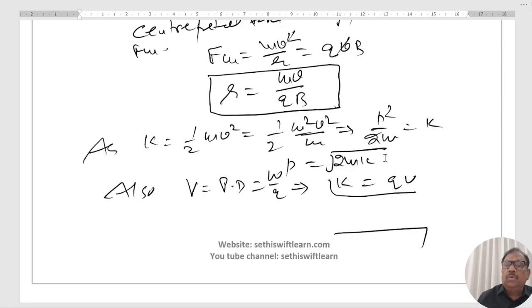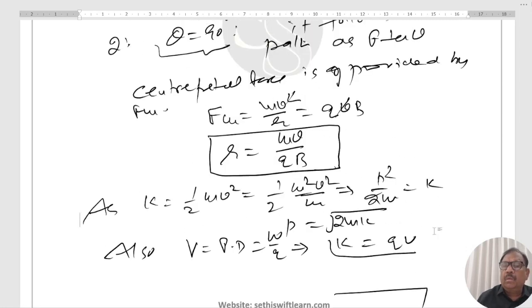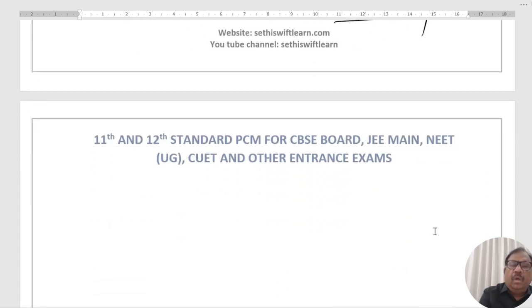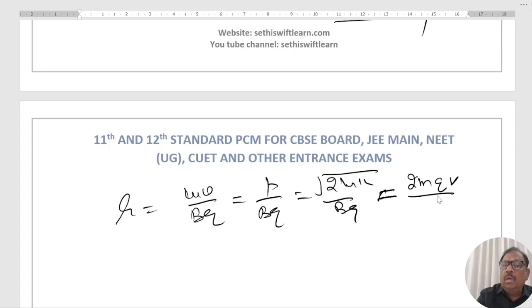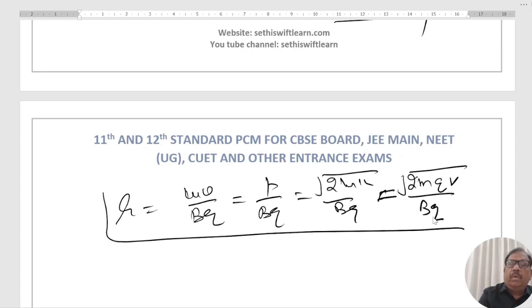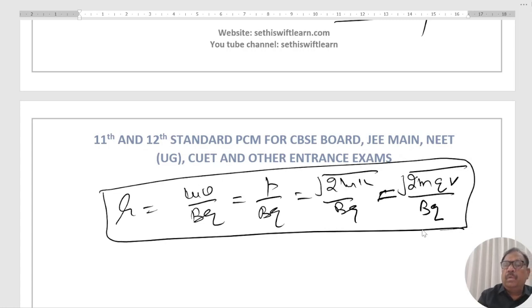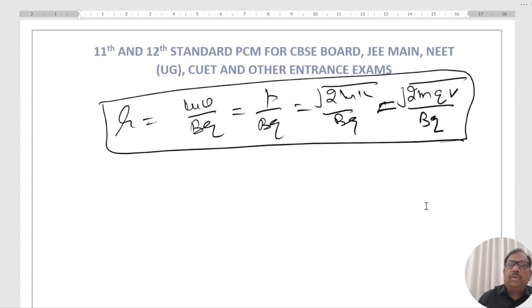Using all these things, r can be written as m v upon q B, or p upon q B, or root of 2 m K upon q B, or root of 2 m q V upon q B. Depending on the requirement, we can use any one, right?